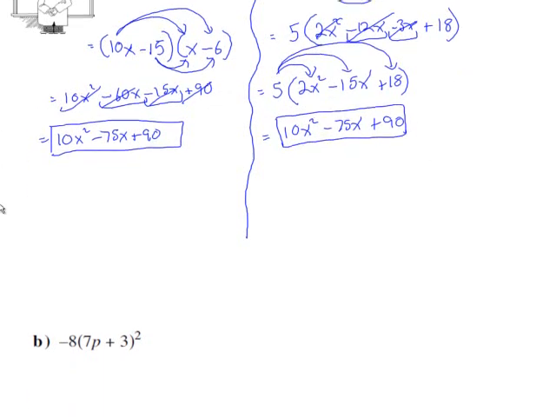So your second question. Same idea. You can either choose to expand the binomial first and multiply the result by negative 8, or you can do negative 8 times 7p plus 3, and multiply the result by 7p plus 3. So I'll try doing it by expanding the binomials. So you'd have negative 8. Rather than write the 7p plus 3 squared, I'd really want to expand it into 7p plus 3 times 7p plus 3, just so it's easier to see what you're multiplying.